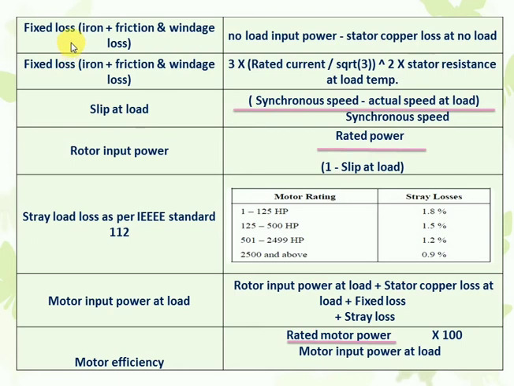Fixed loss, what we discussed. In that fixed loss, we get the no load power when the motor is not coupled to the equipment. So only the power taken by the motor is called no load power. That is called the fixed loss. Then the stator copper loss will be there, so we subtract the stator copper loss. Then we will get the friction and windage loss plus the magnetic core loss.